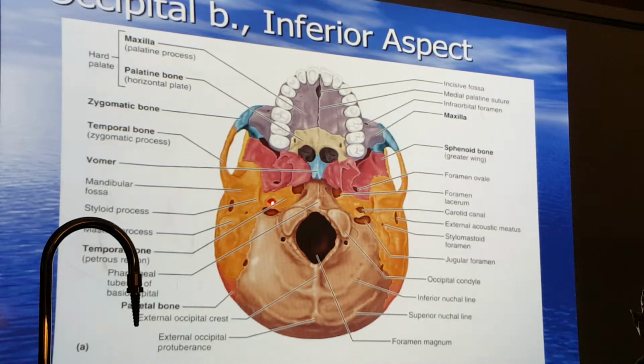Jugular foramen, carotid canal, sphenoid bone. Okay. This is the vomer, which forms part of the nasal septum. A septum is a wall between two chambers, and the nasal septum is right on the midline in between the two halves of the nasal cavity.